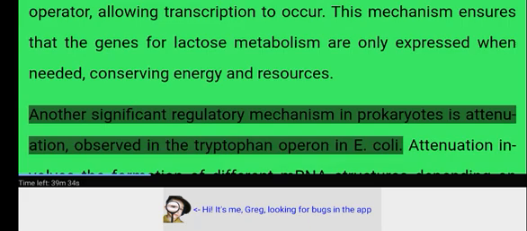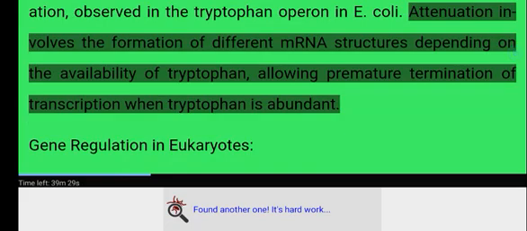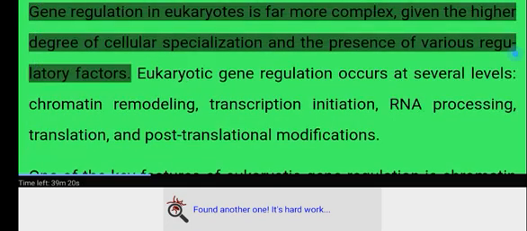Another significant regulatory mechanism in prokaryotes is attenuation, observed in the tryptophan operon in E. coli. Attenuation involves the formation of different mRNA structures depending on the availability of tryptophan, allowing premature termination of transcription when tryptophan is abundant. Gene regulation in eukaryotes.